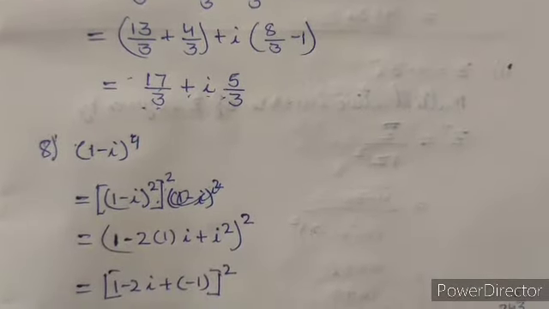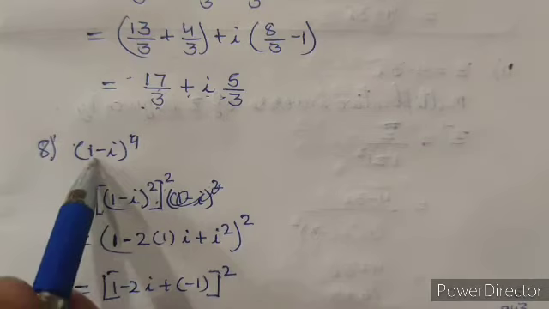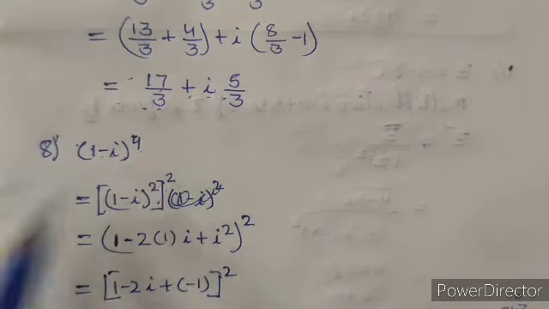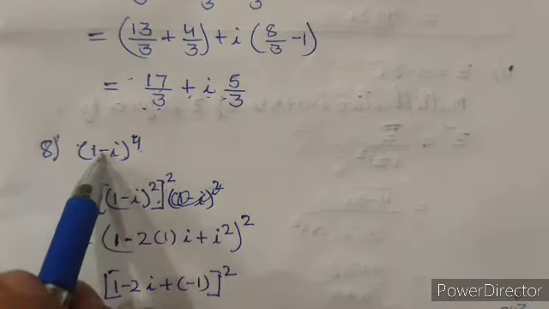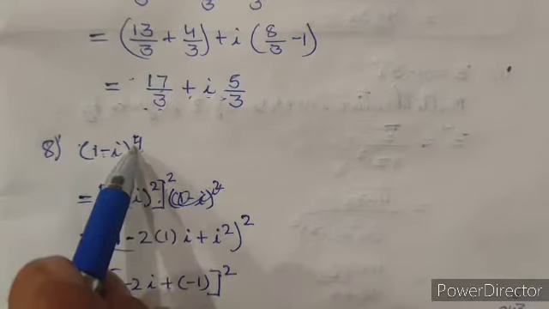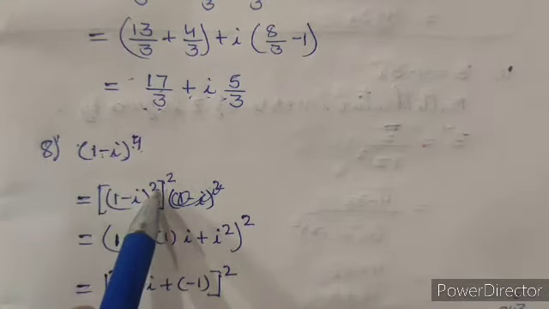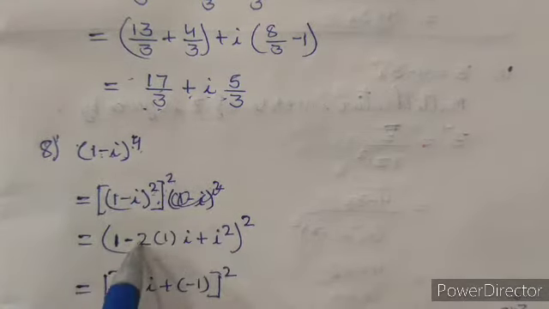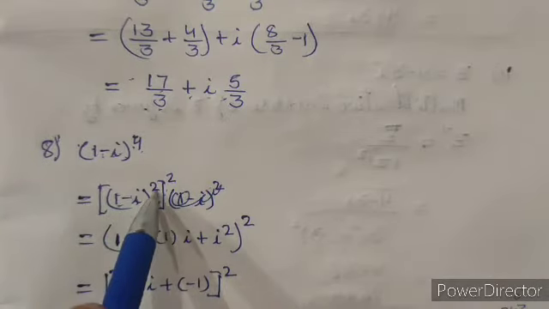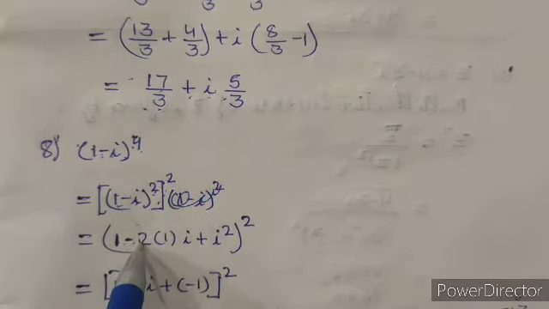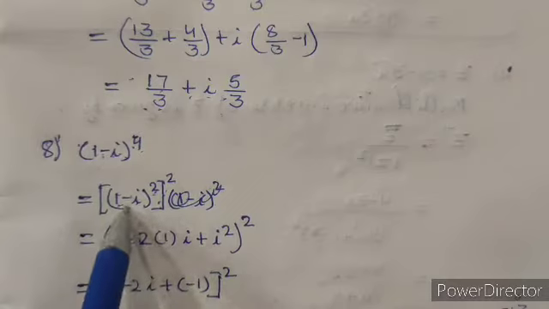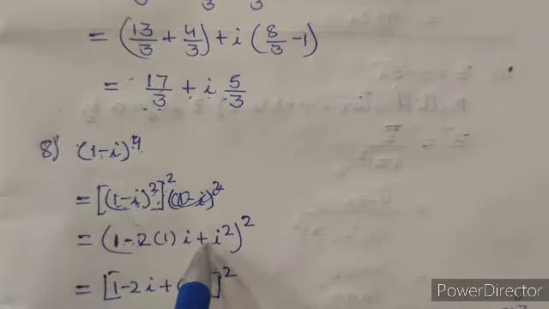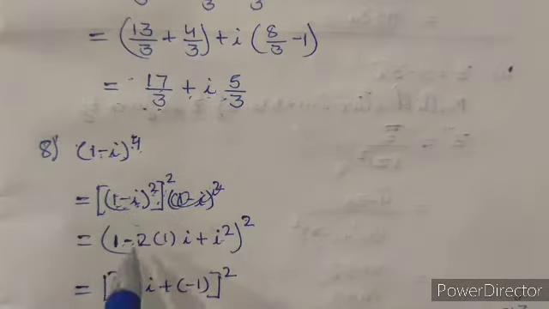Now, 8th question. We have to find the value of (1 minus i) raised to power 4. Now, (1 minus i) raised to power 4 can be written as ((1 minus i) square) whole square. Now, (1 minus i) whole square will be equal to 1 minus 2 into 1 into i plus i square.